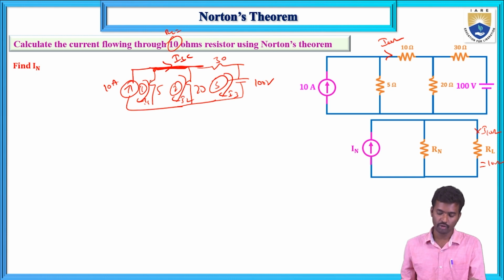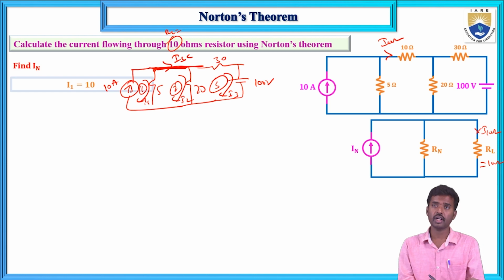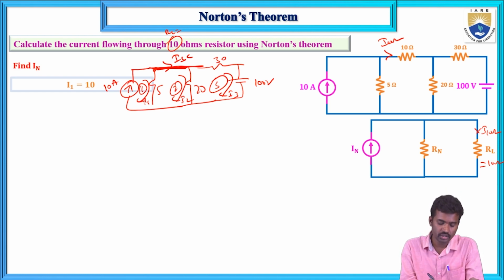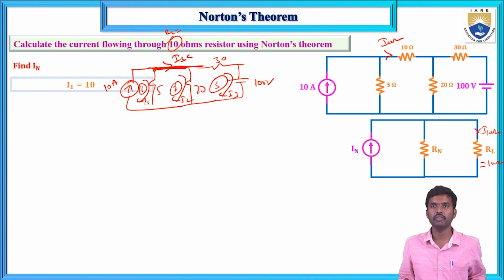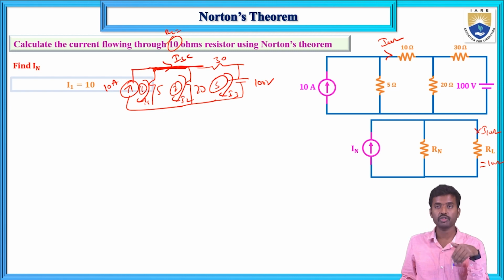Now if you apply KVL, here I1 equals 10. This current source value is the I1 current, because both are in the same direction, so you can take plus 10. If one is downwards from top to bottom and the other loop current is from bottom to top, in that case you take minus.